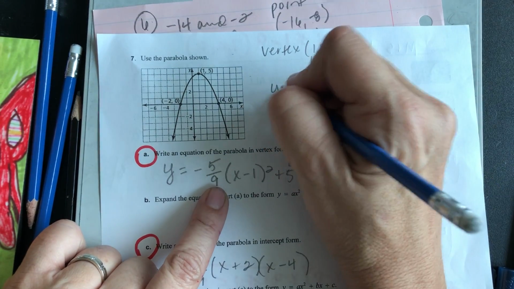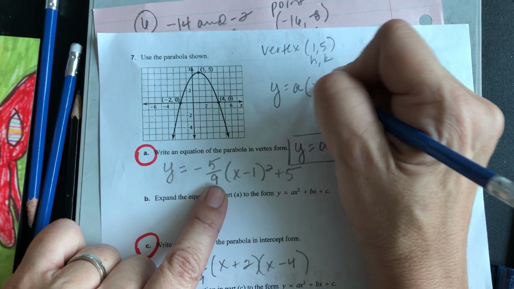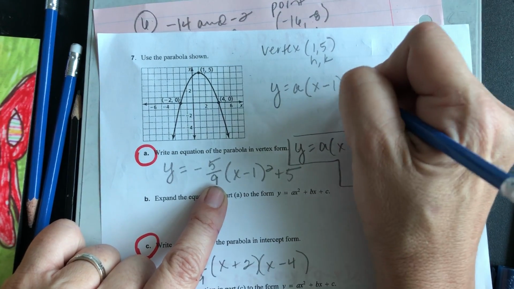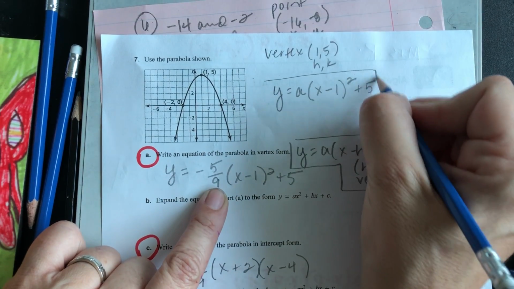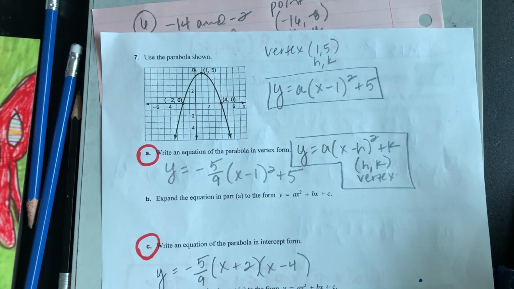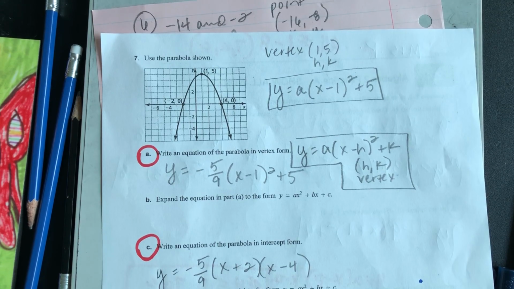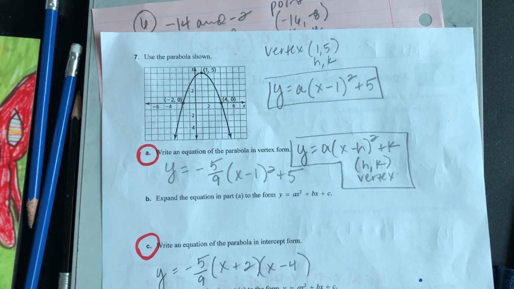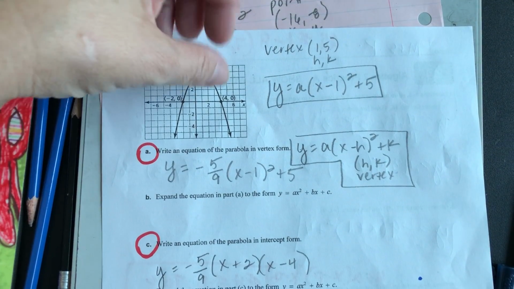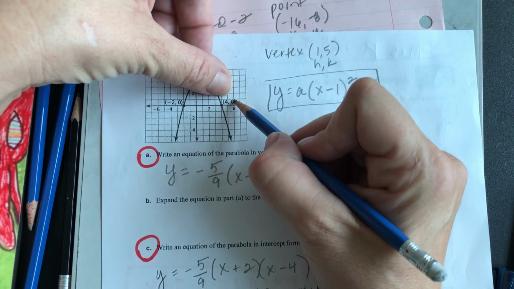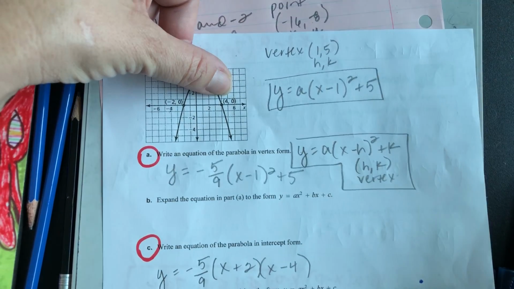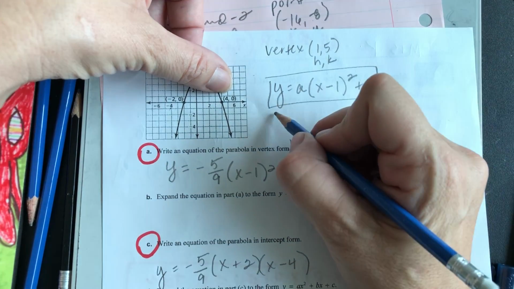So I'm going to go y equals a times x minus 1 squared plus 5. And then the method is just the same. I just need to use another point on that parabola to find out what the a value is. I'm going to use the +4 and 0. I could use the -2 and 0. Either one, we should get the same thing.